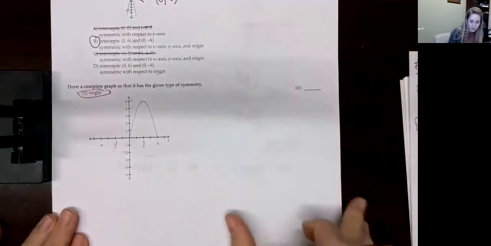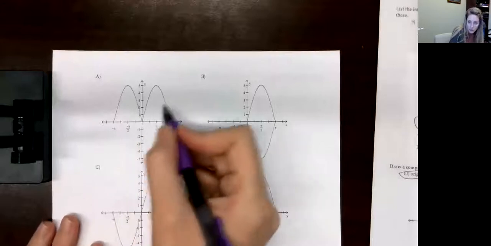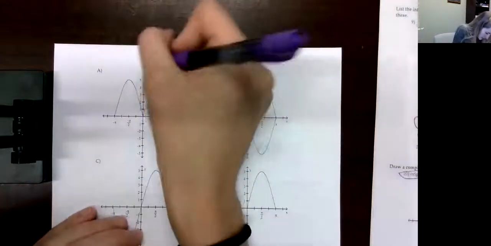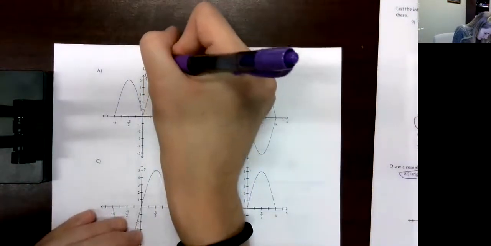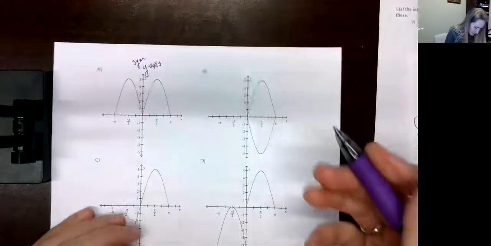Okay, and this is where it'll make more sense, except that they're not all on the same graph, and that annoys me. So we're looking for the one, complete the graph so that it has the given type of symmetry, and the symmetry we're looking for is the origin. So this one has symmetry about the y-axis, because if I folded this one along the y-axis, it would line up. So I'm just going to write y-axis on it. I'm going to abbreviate symmetry.